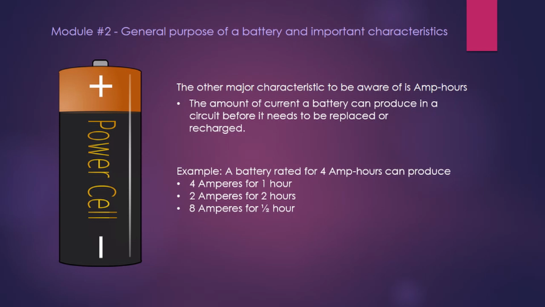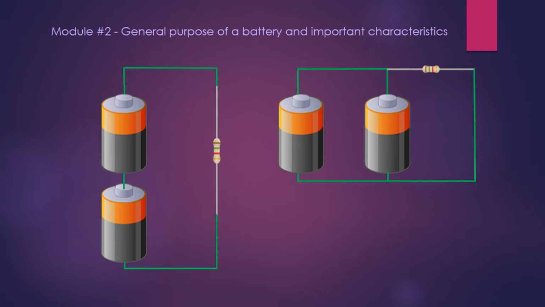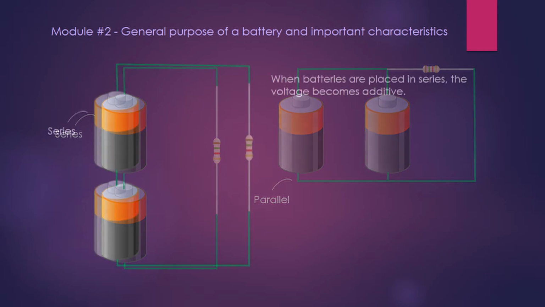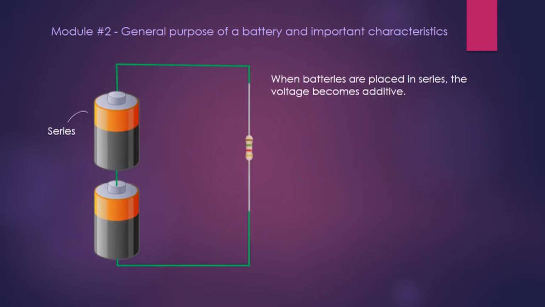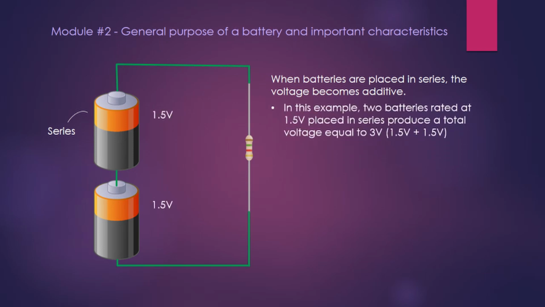You can work around this problem by altering the battery configuration by placing them in either a series or parallel configuration. When batteries are placed in series, the voltage becomes additive. For example, 2 batteries rated at 1.5 volts placed in series produce a total voltage equal to 3 volts. You don't need to worry about any changes to the battery's amp hour rating as it stays the same as though there was only one battery in the circuit.